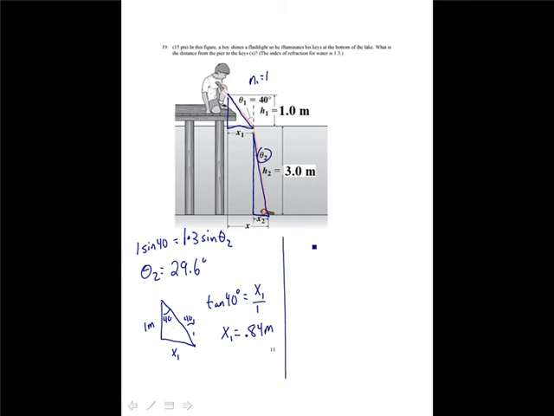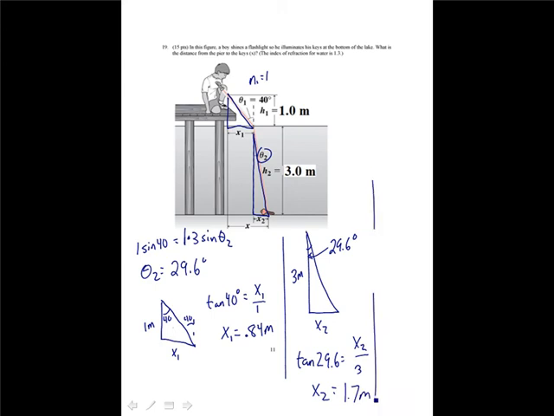Now, take this second triangle. This angle, we've already found, is 29.6 degrees, and this side is 3 meters, and this is x2. The tangent of 29.6 is equal to opposite over adjacent, that's x2 over 3. So x2 is 3 times tan of 29.6, which is 1.7 meters. So, to find x, I say x is equal to x1 plus x2. That is 0.84 plus 1.7, which is 2.5 meters.